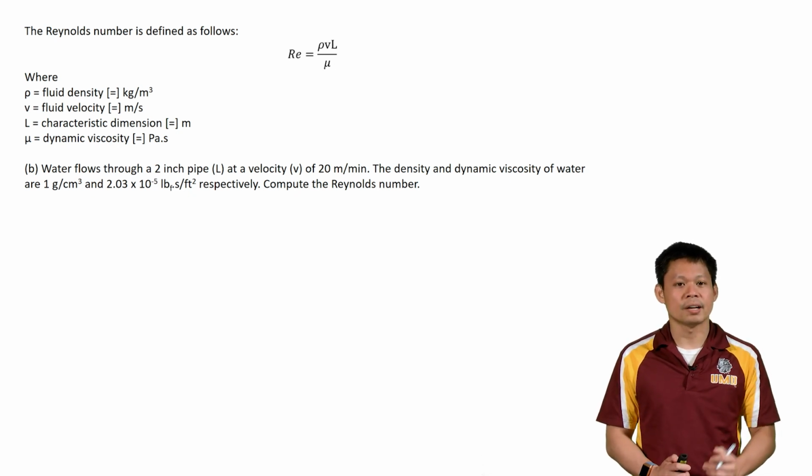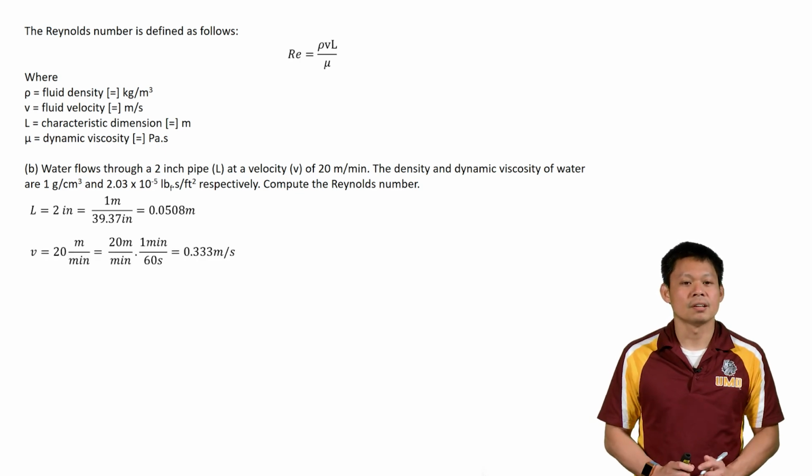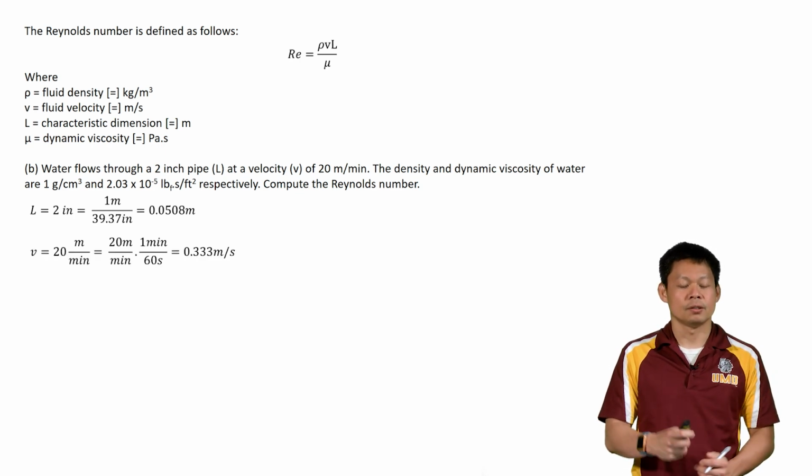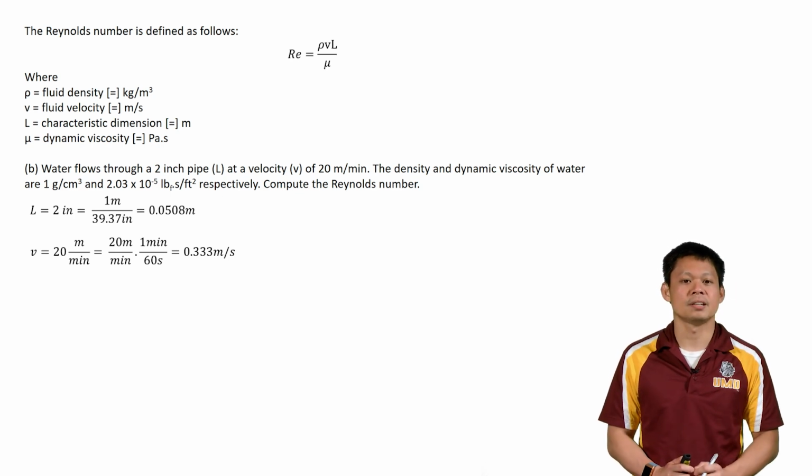To convert L into SI units, L is 2 inches, and I can just convert 2 inches to meters, which is our SI unit, so I have 0.0508 meters. I can convert the velocity of 20 meters per minute. The only thing we need to convert is the time from minutes to seconds, and I have my velocity as 0.333 meters per second.